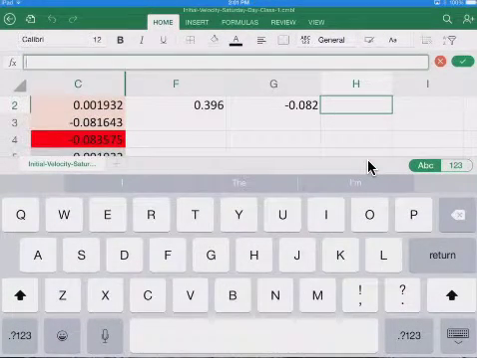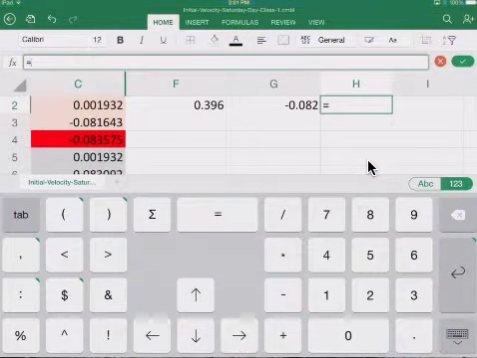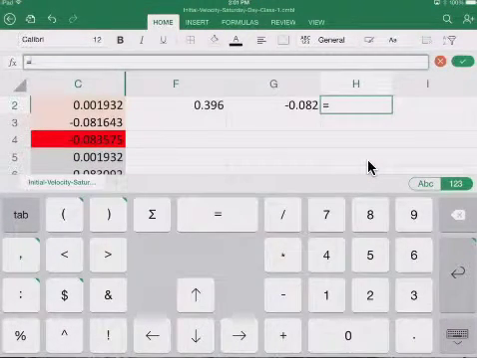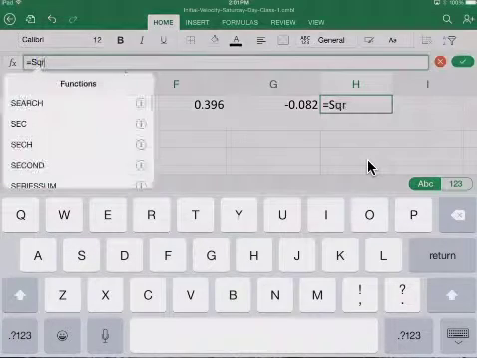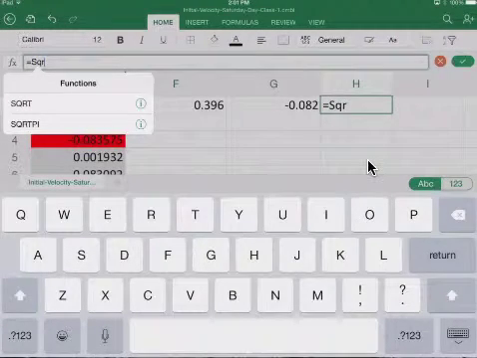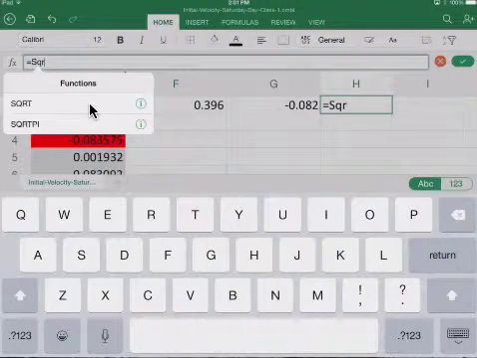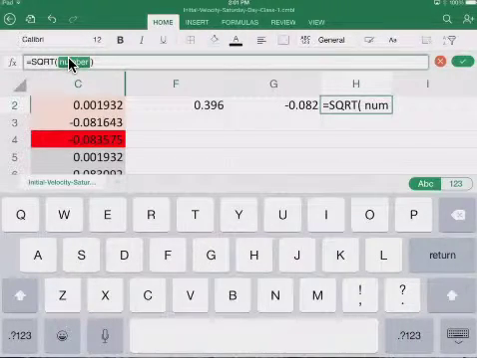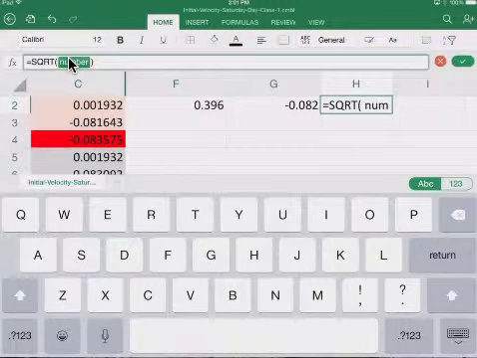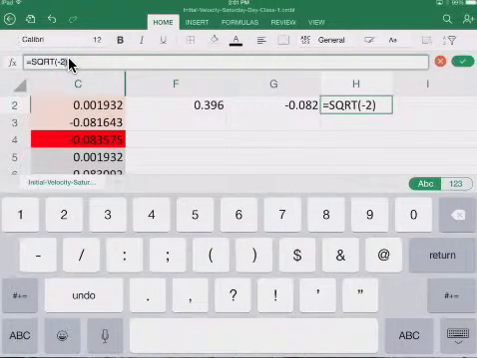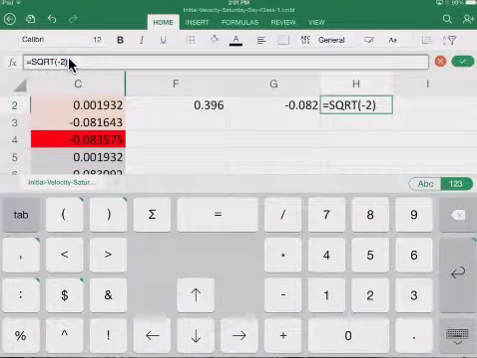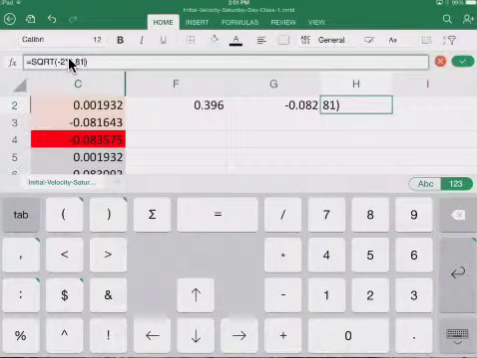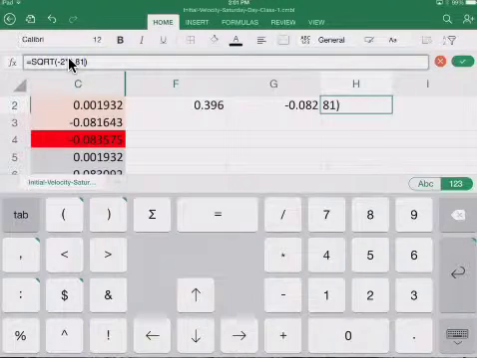You're going to have this cell equal to the square root, and I am just going to start typing in SQRT, and you can see the square root is coming up right here. So I'm going to select square root, and then where this number is located, we're going to go ahead and type in a -2. So it's going to be a -2 times 9.81.